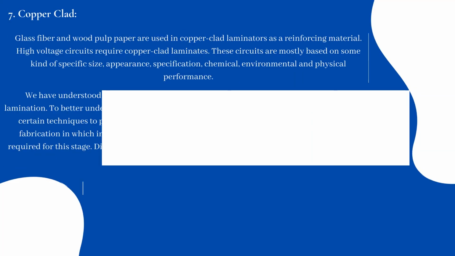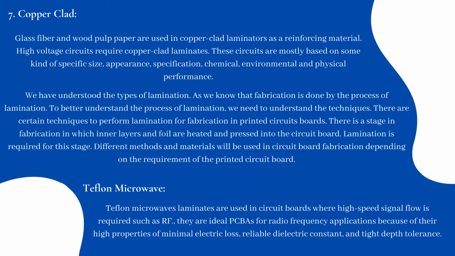Copperclad. Glass fiber and wood pulp paper are used in Copperclad laminates as a reinforcing material. High-voltage circuits require Copperclad laminates. These circuits are mostly based on some kind of specific size, appearance, specification, and chemical, environmental and physical performance. We have now understood the types of lamination.